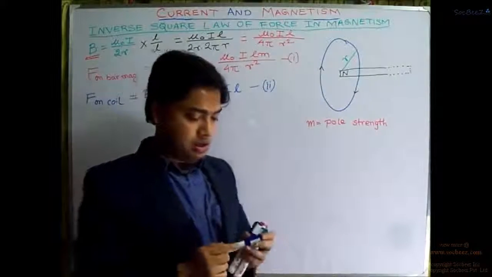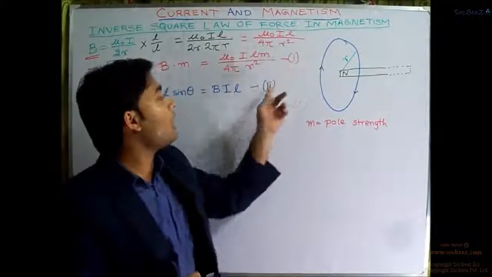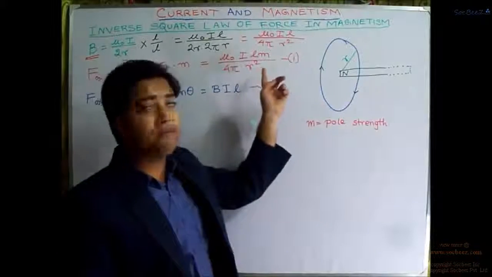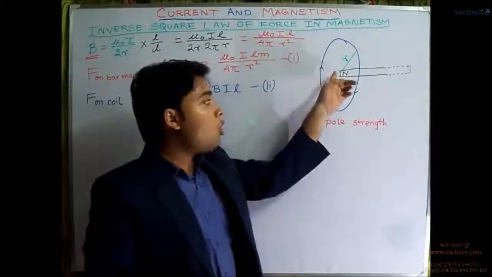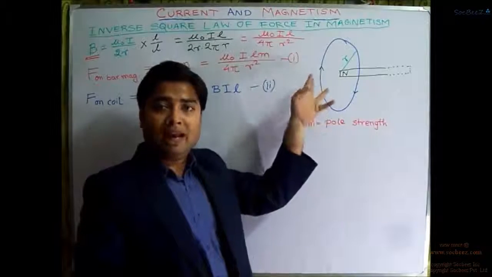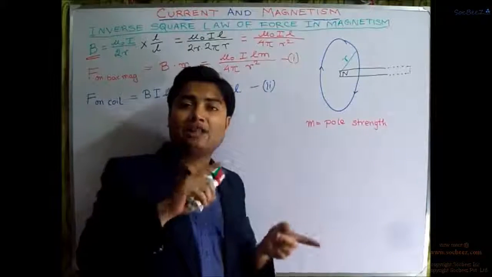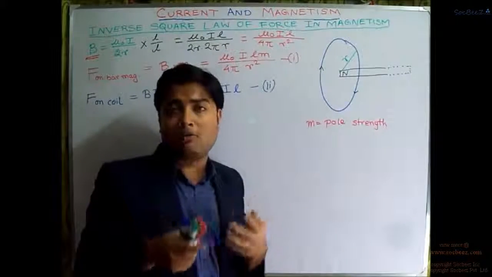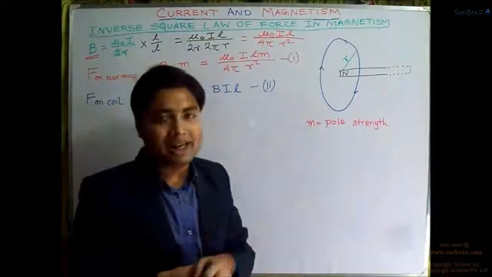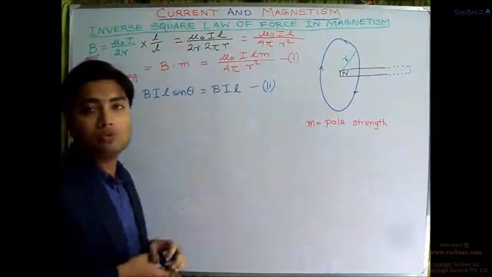Now, if we wish to understand whether there is any relation between 1 and 2, yes, obviously there is. Because this first equation gives us the force which is enacted on the North Pole by the coil, and the second equation gives the force being enacted on this coil by this North Pole. They are actually action and reaction. So by Newton's third law of motion, the action and reaction will be equal in magnitude, but opposite in direction. So magnitude-wise, we could obviously equate these two, right?